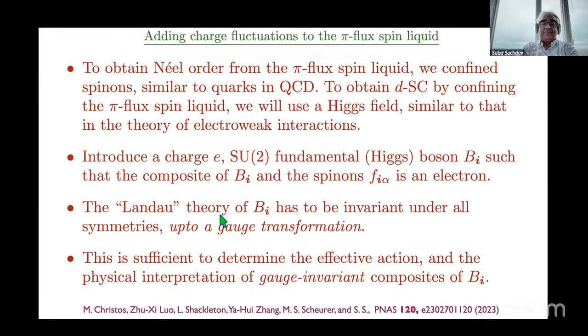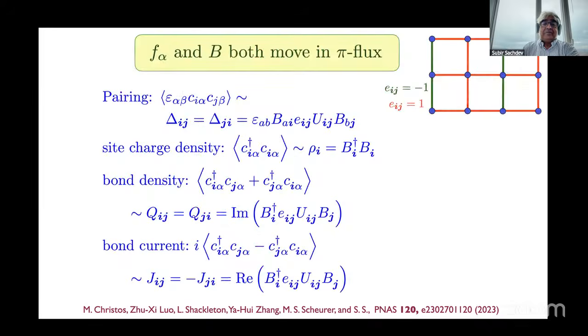It's a relatively straightforward thing once you have the right idea. Let me tell you some of the things that come out. Just from knowing these symmetries, you can write down different gauge invariant order parameters using the Higgs boson. There's a pairing order parameter on each bond, there's a site density, a bond density, and a bond current. Just by computing these quantities in the Landau theory, you can deduce what the state is.